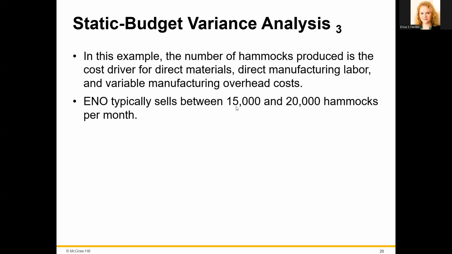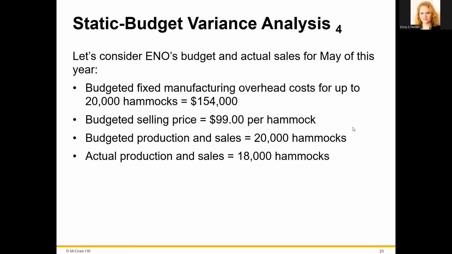So we usually sell between 15 and 20,000 hammocks per month. And the number of hammocks produced, so the number of units we produce, is our primary cost driver for direct materials, labor, and overhead. All right, so units of production is going to be our cost driver. Our fixed overhead costs are $154,000 for up to 20,000 hammocks. If we go beyond that, maybe we have to bring on additional people or additional factory space. Our selling price is $99 per hammock.